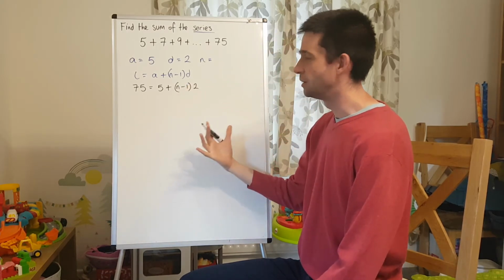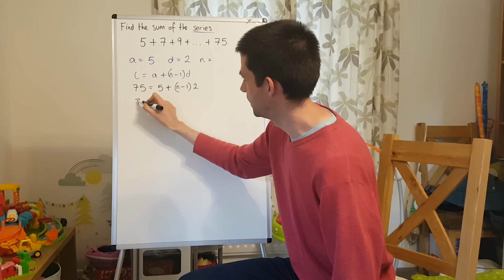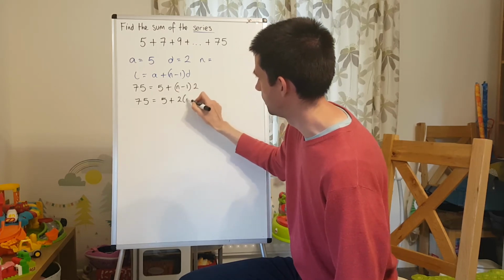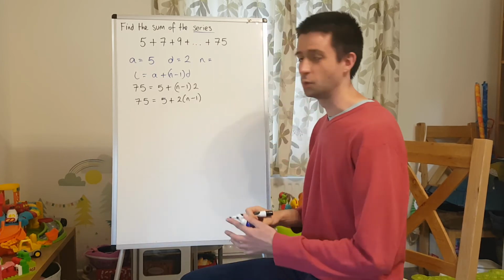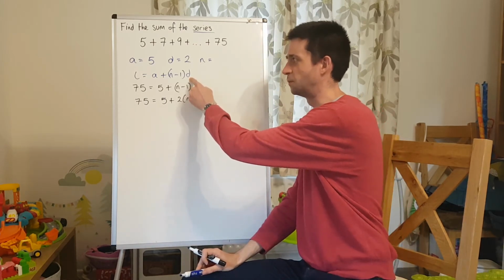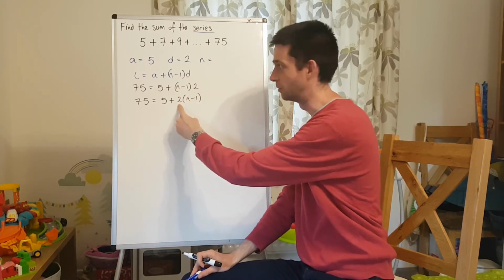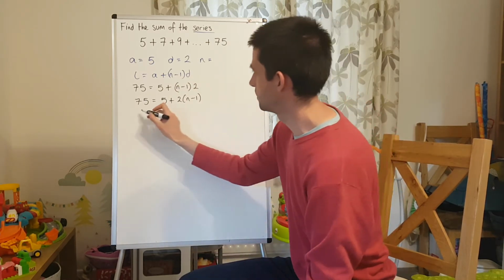And the first thing I'd recommend doing here, before you do anything else, is just put that 2 in front of the bracket, 2(n minus 1), because people sometimes get confused that the d is here in the formula. Does that mean you expand it out? Yes, it does. It's just like having the 2 at the front. So I'm now going to expand out and solve.